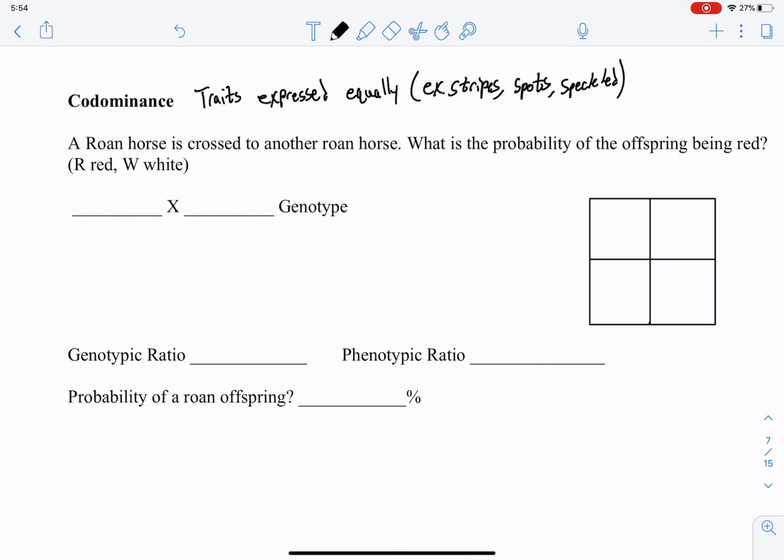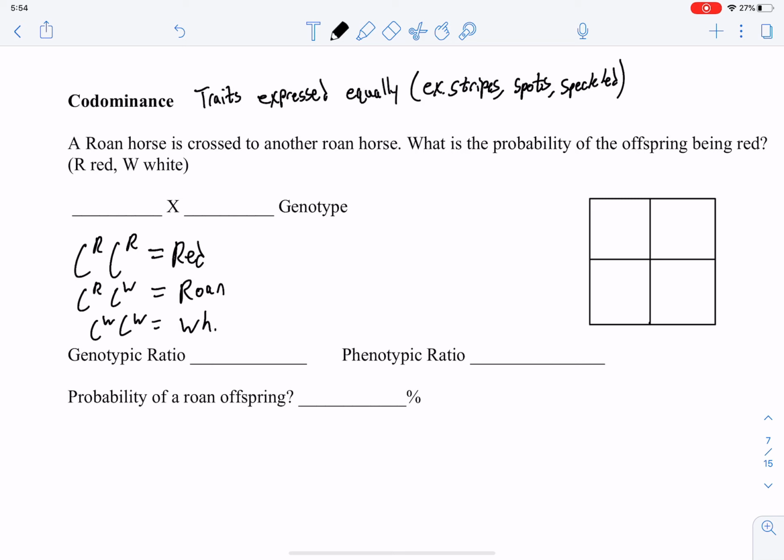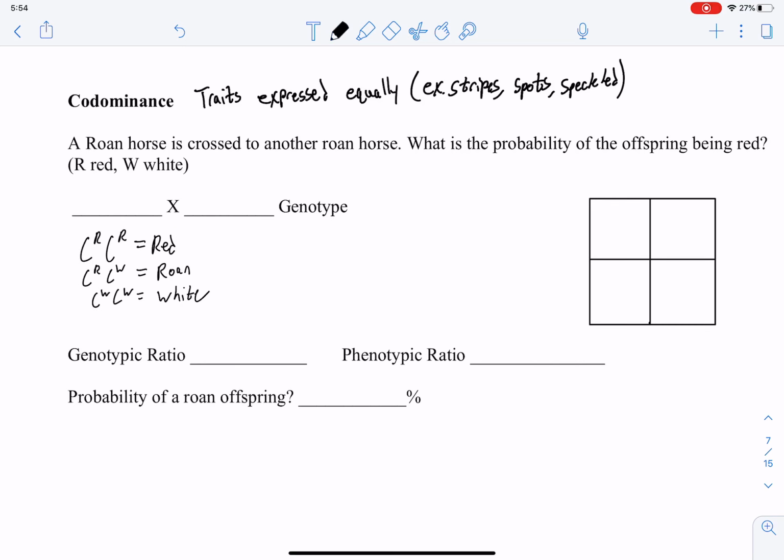So we'll do C for color. If we have the genotype CR CR, that is a red horse. If we have heterozygous CR CW, that is going to be our roan horse. Okay, and then CW CW, that's going to be white. So if we have two parents that are both roan horses, their genotypes are going to be CR CW, CR CW. Okay, and then we can go ahead and just put that into our Punnett square.